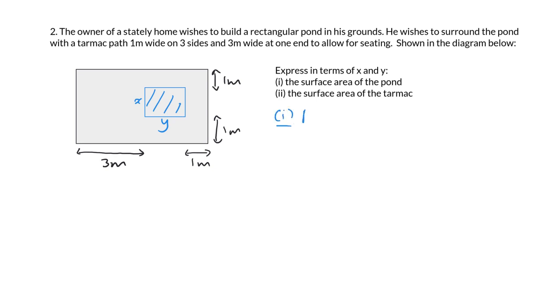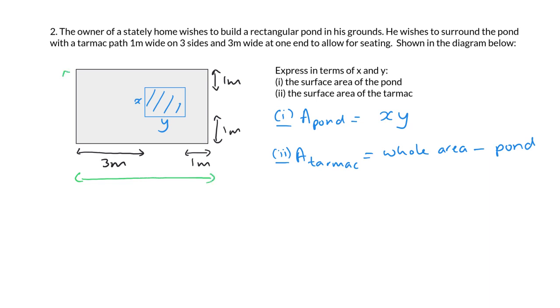So the area of the pond is just going to be x y. Then for the tarmac, it's the whole area take away the pond, which will give you the surrounding tarmac. So we need to look at our diagram and get a few more lengths. We need to know this whole length and this whole width. So we've got a 3 meter, a y, and a 1 meter. So we have got y plus 4 meters on this side.